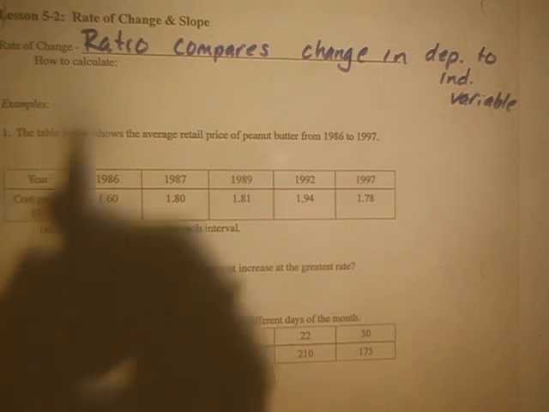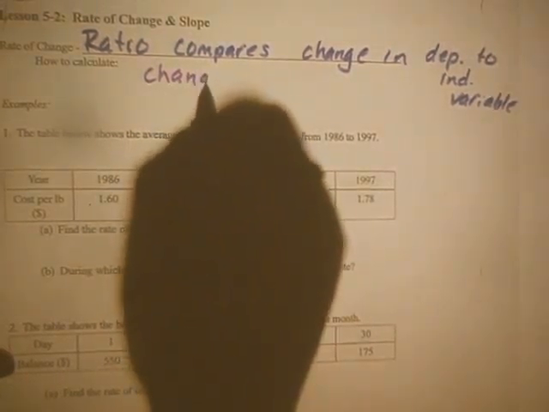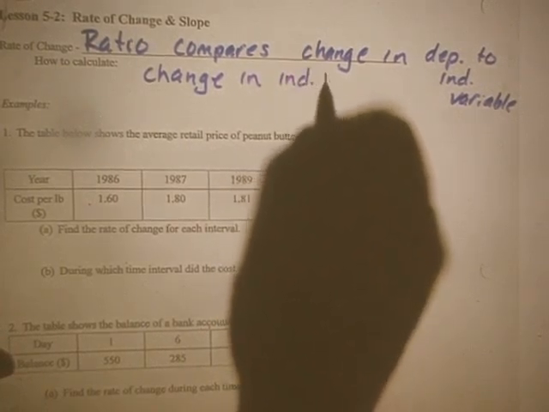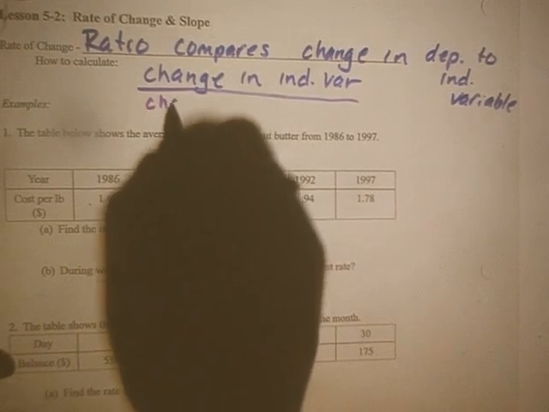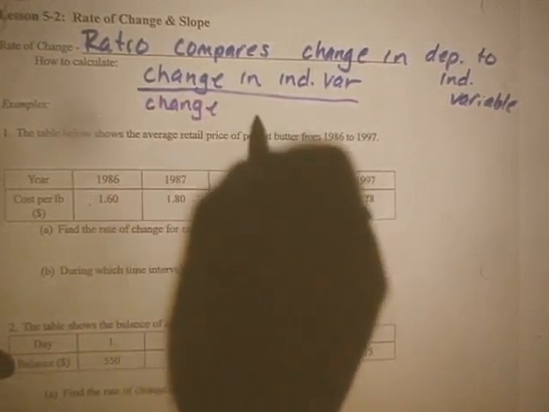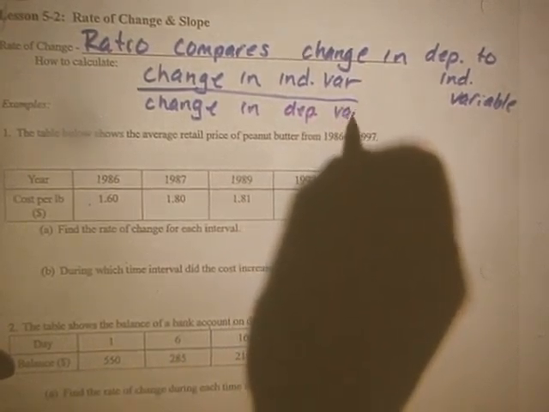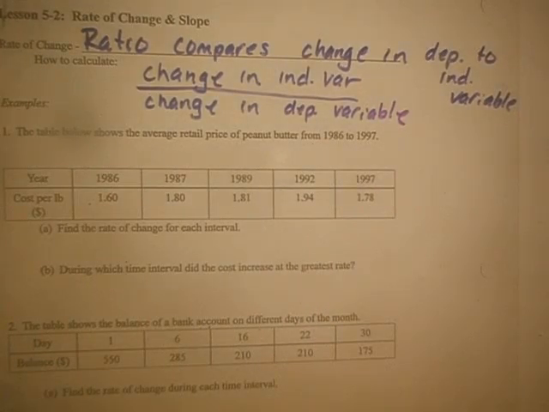And we're going to write this for how to calculate. Our formula is going to be the change in the independent variable over the change in the dependent variable. In these first two questions with the rate of change, there's going to be about 4 questions in each problem.